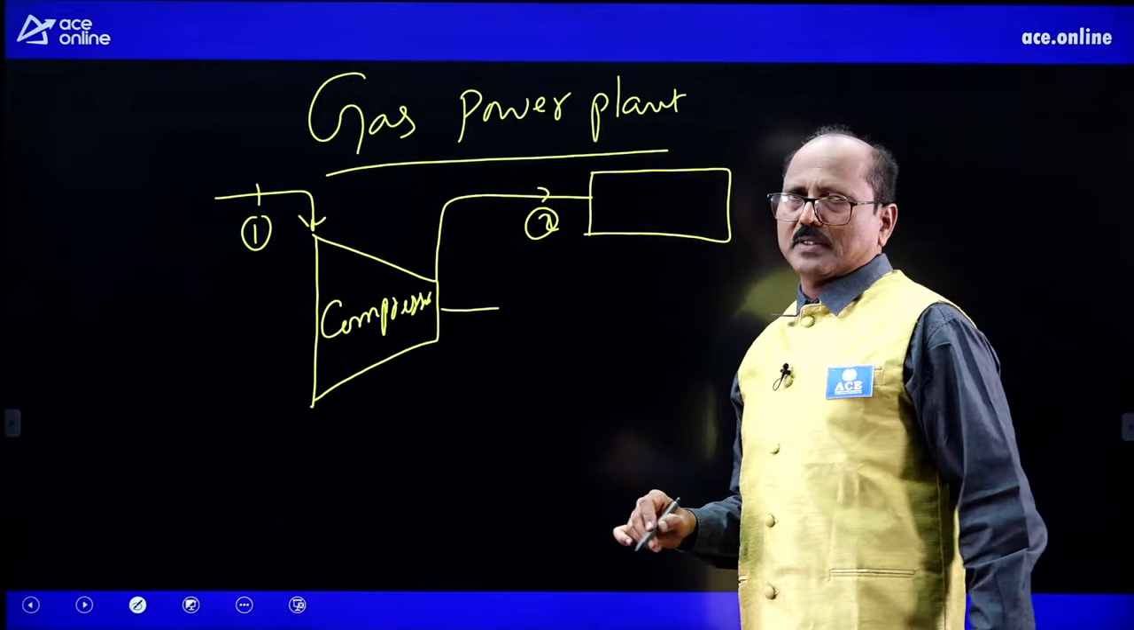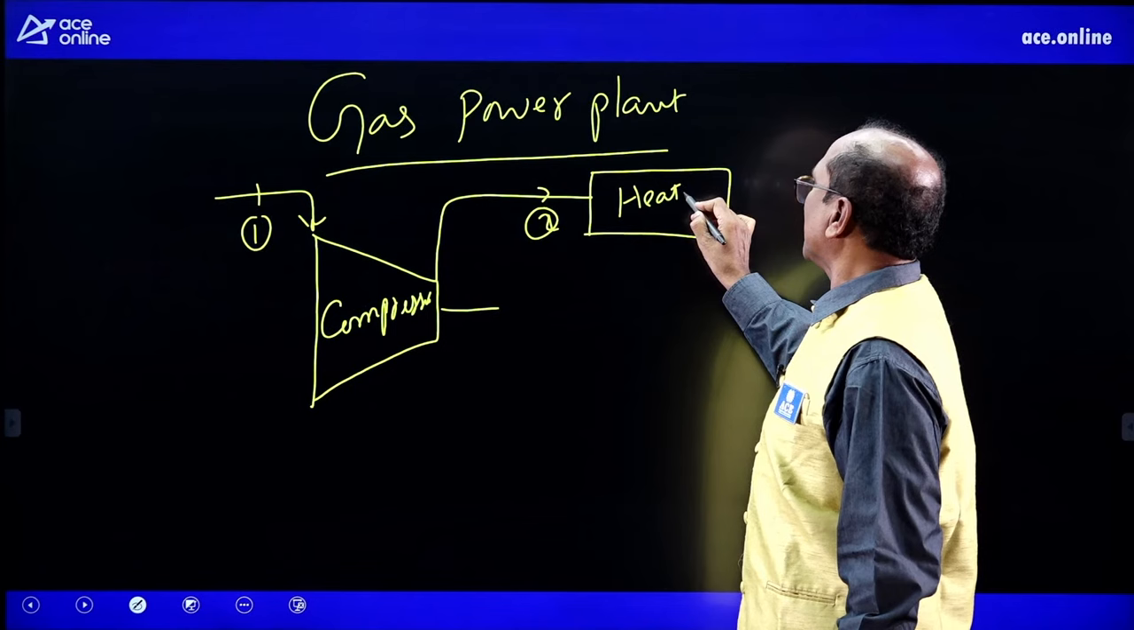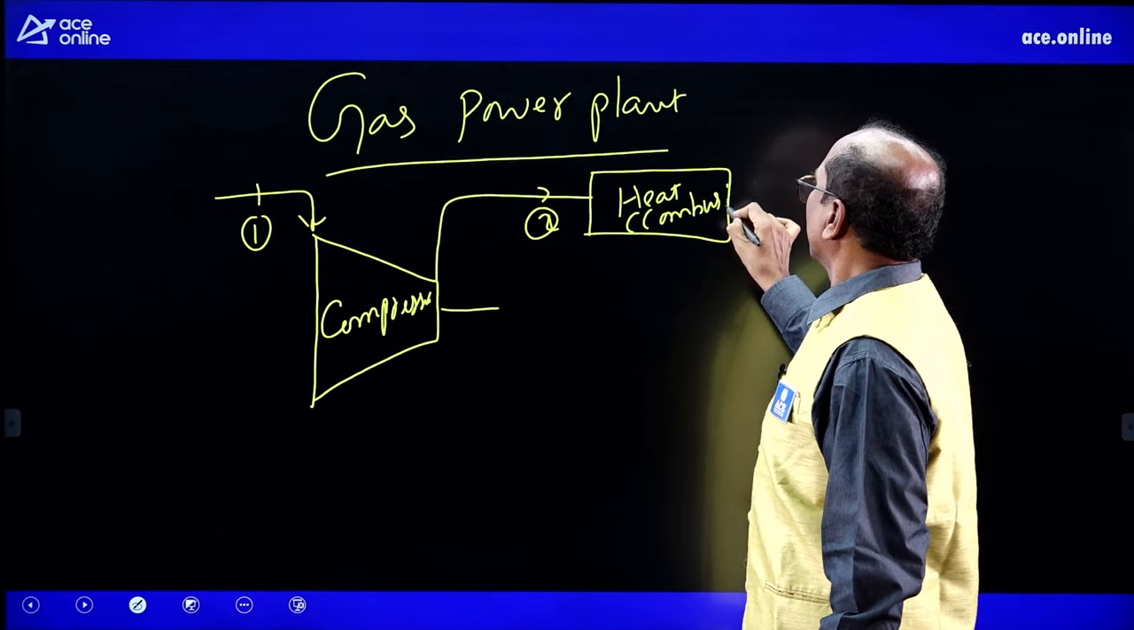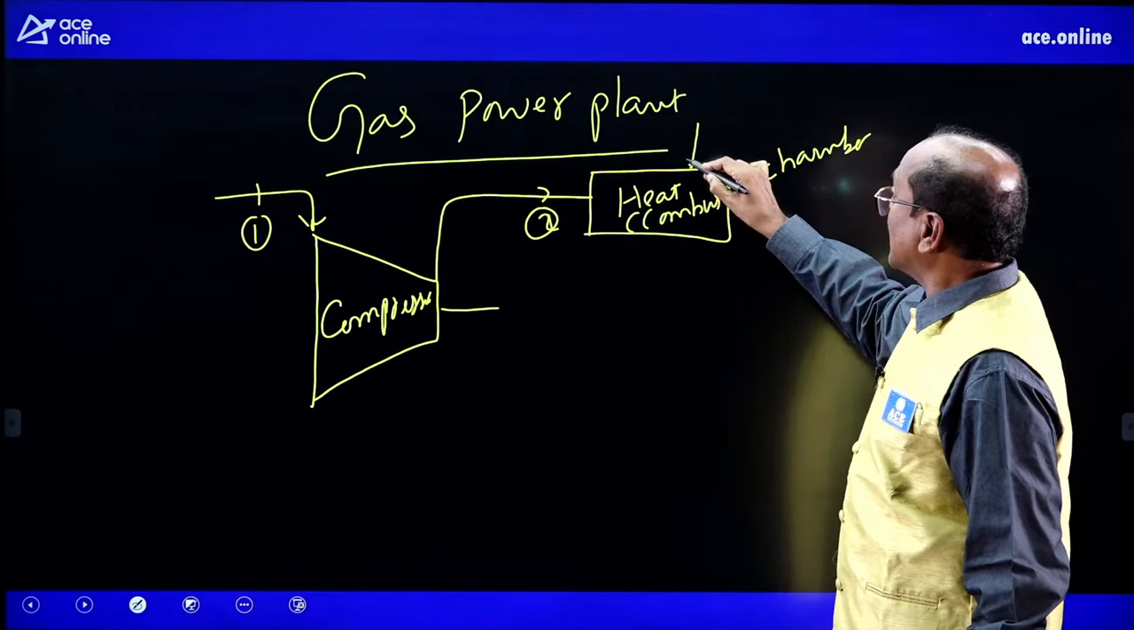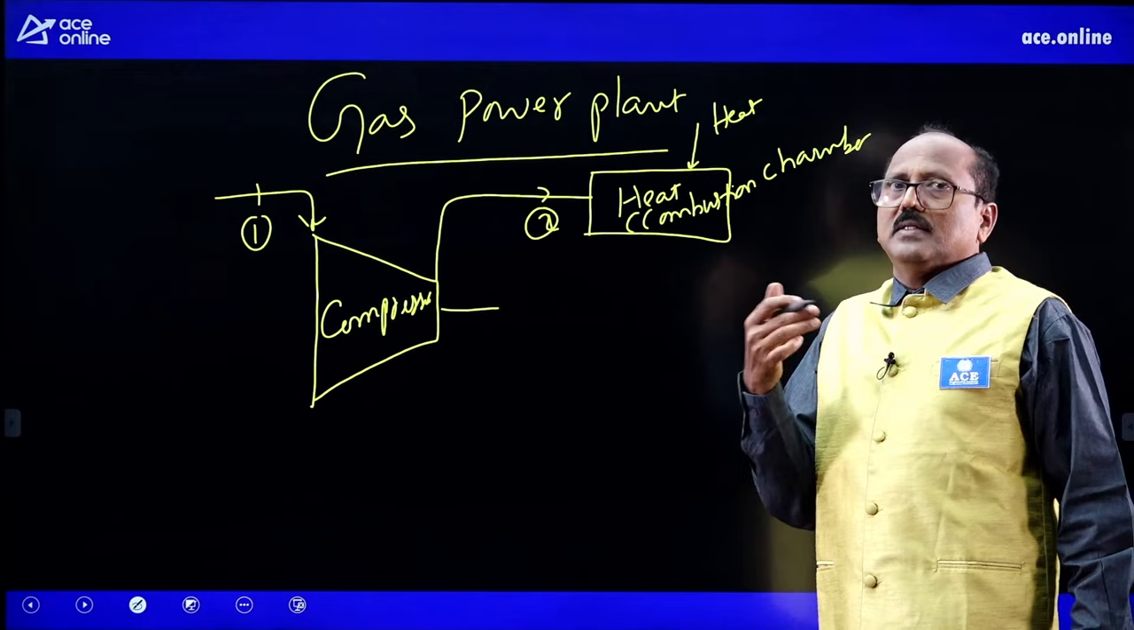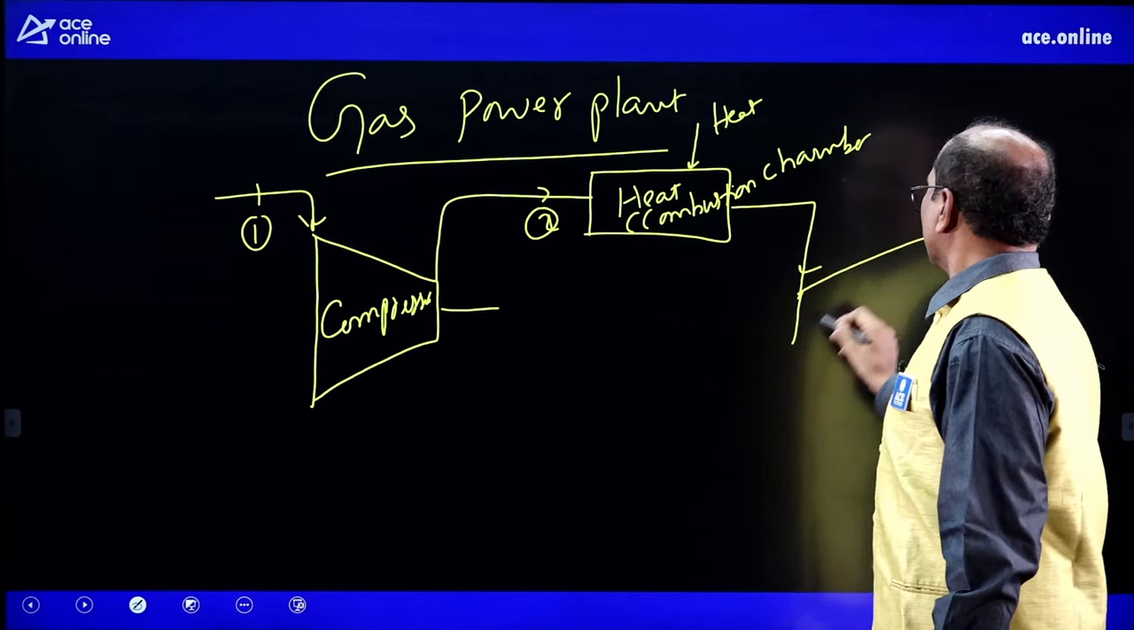Heating, heater. We can say combustion chamber, heat supply. The combustion chamber is where heat is produced, meaning hot air is supplied by the burning of the gas in the presence of air. The hot air is transferred to the gas turbine, GT.